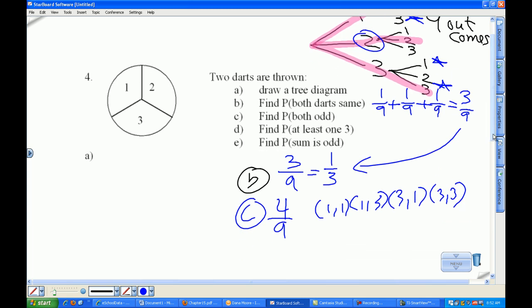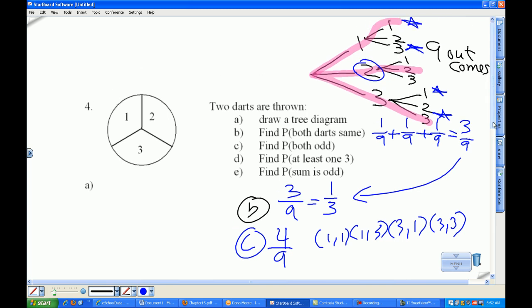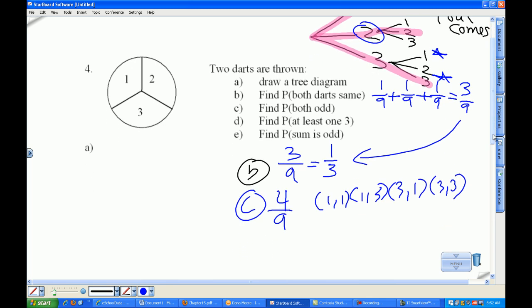Okay. P, at least 1, 3. Well, at least 1, 3. You got to remember that in our tree diagram, which I'm going to redraw here because I want to keep writing on it.